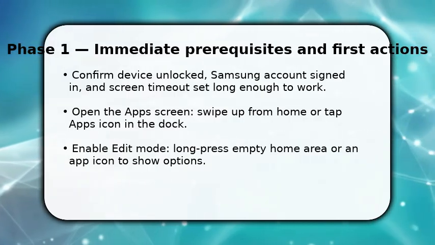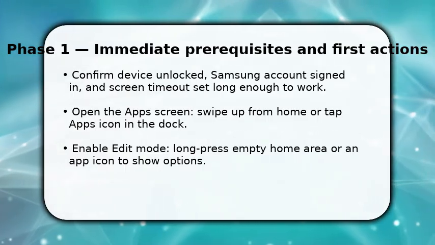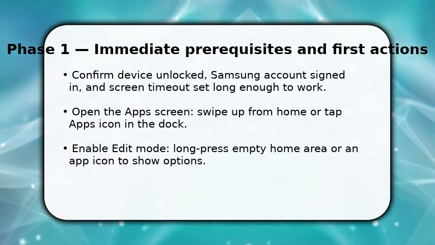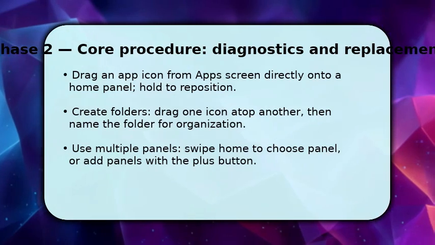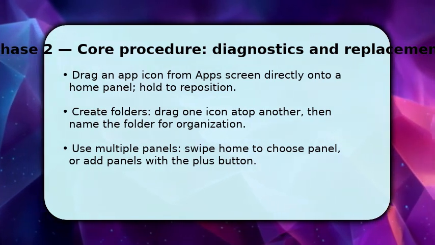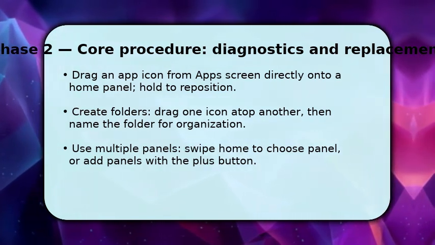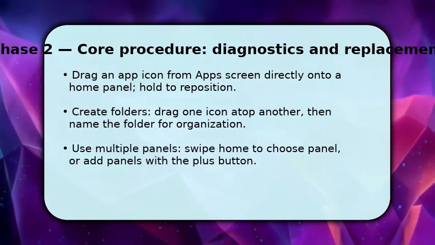That opens edit mode, which lets you move icons and add widgets. Do this now, because these first taps create the canvas you'll use for placing apps where you want them. Once in edit mode, you add apps by dragging them from the app screen onto a chosen home panel. You can press and hold an icon, then drag to the edge to move it to another panel. This gives you spatial organization.